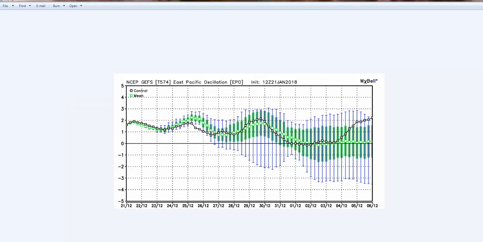Then finally, this is the Eastern Pacific Oscillation. We want that to be negative, because that means the ridge extends not just on the West Coast, but all the way up into northern Alaska and the Arctic regions. And as you can see, it's positive. It turns somewhat negative, or let's just say neutral, in early February. You can see first right here, February 1st, that it goes neutral, the green line here. But all the way through here, it's positive. So that's not good.